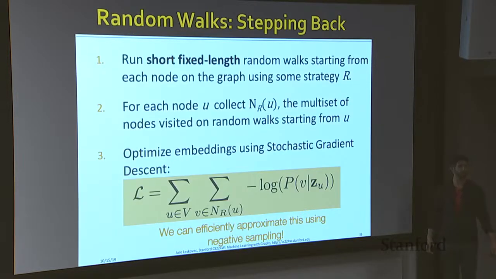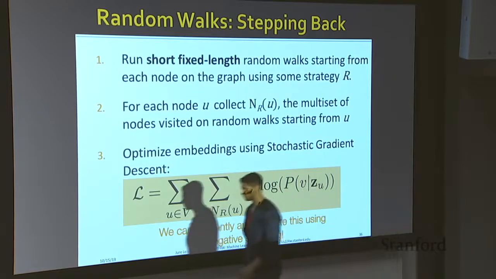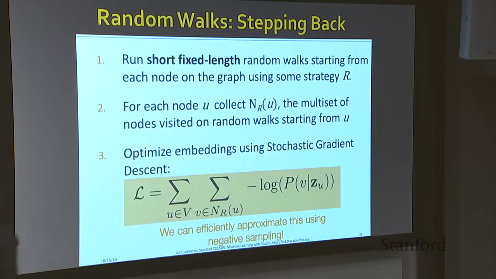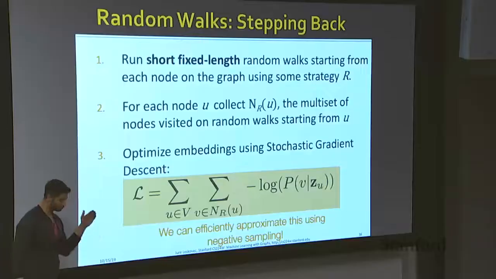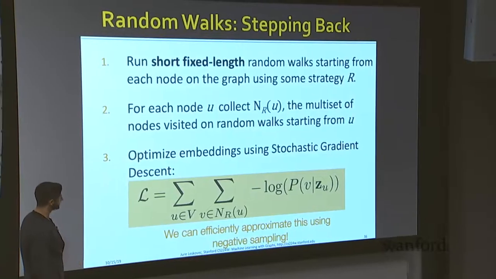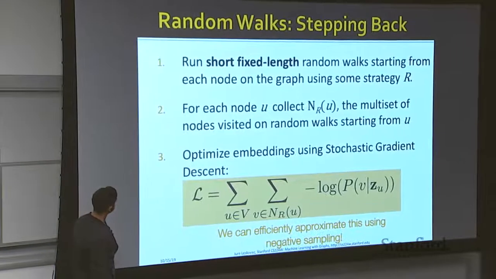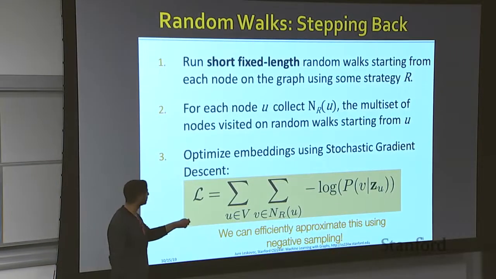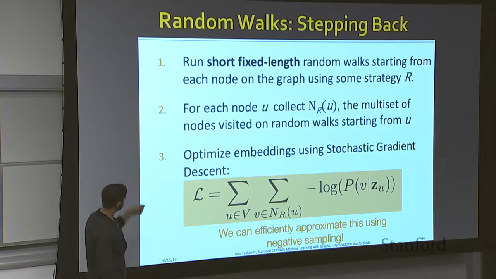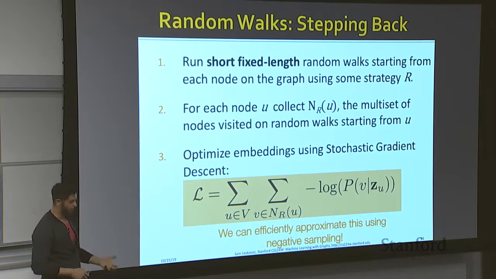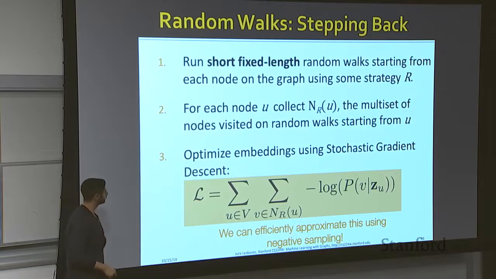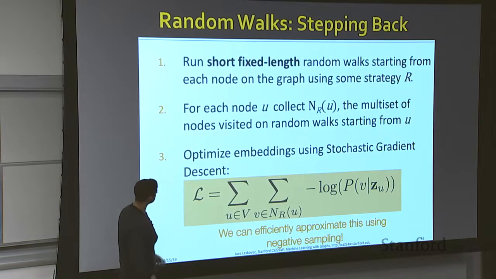Okay, so let's put everything together. I know this was dense, but it's a pretty cool technique. So how do we do this step by step? Let's take a high-level overview once again. We run short fixed-length random walks. We start from each node in the graph, and then we decide our strategy R on how this random walk should be traversing or exploring the graph.